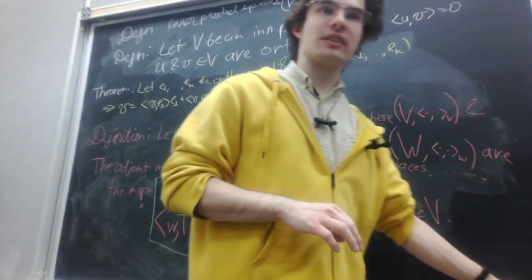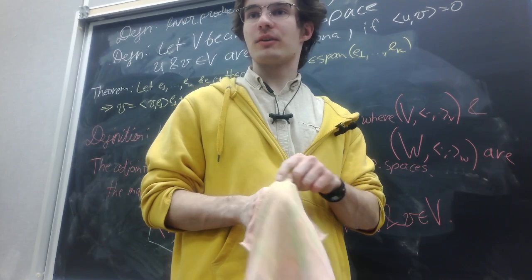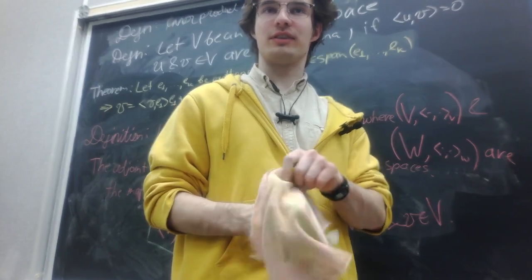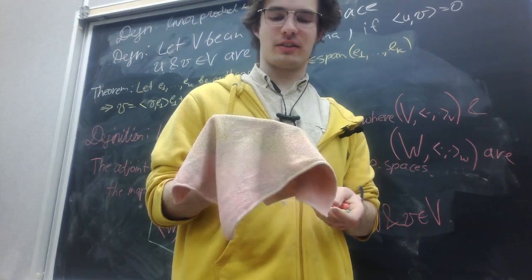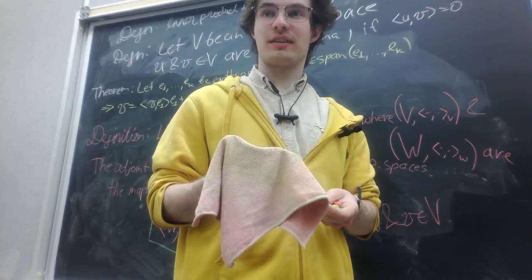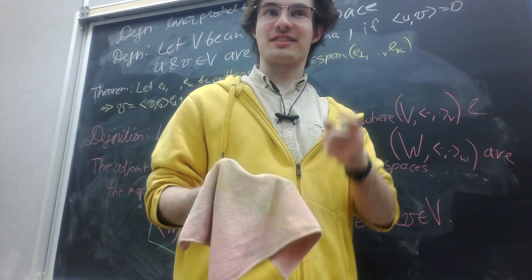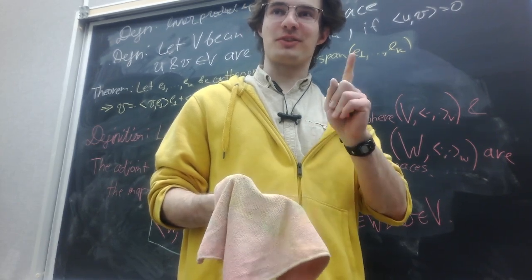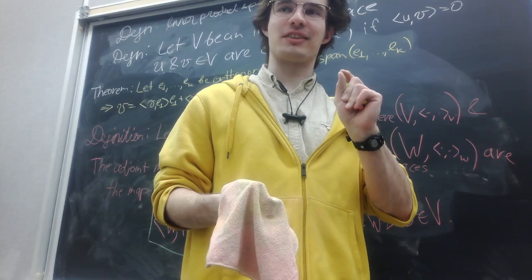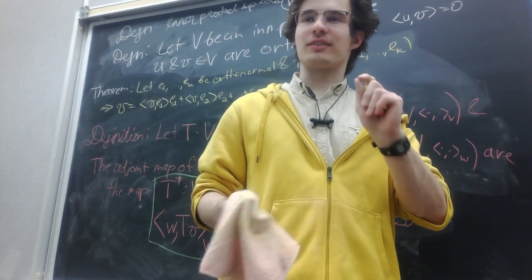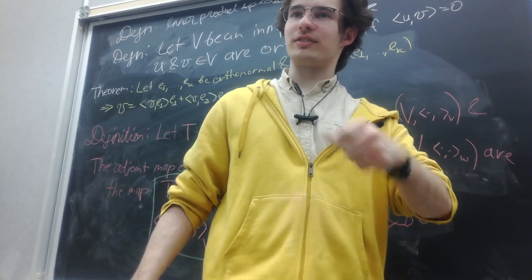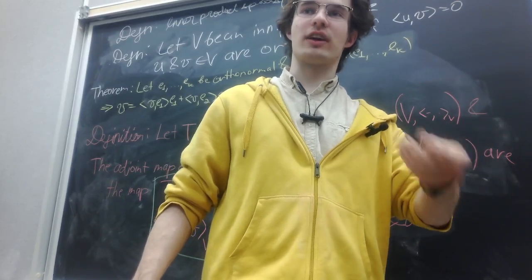Does anyone want to guess what the answer will be? How the matrix of T is associated to the matrix of T star? If I see a transpose, I'm going to cry. Yes, so it's going to be, in fact, the transpose. But there's one more thing. It's not just the transpose. So the matrix of T and T star is related by a transpose and something else.